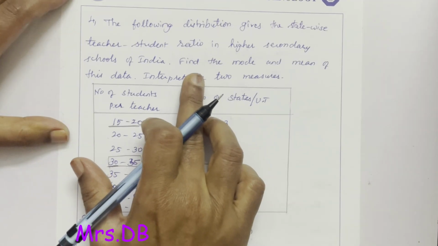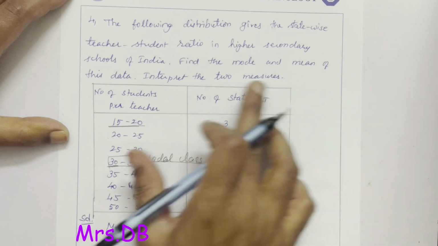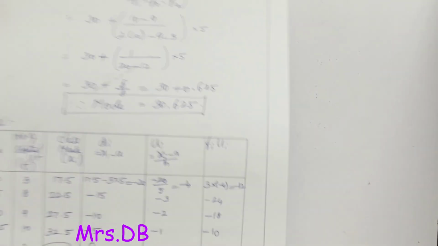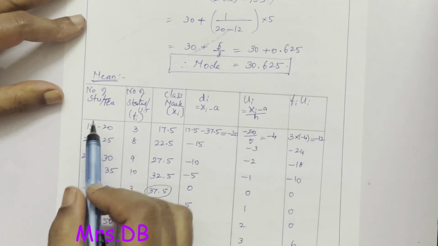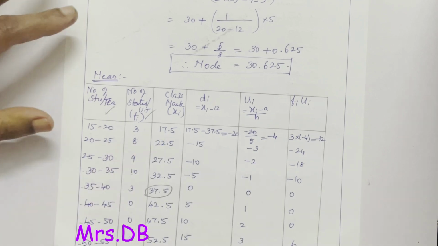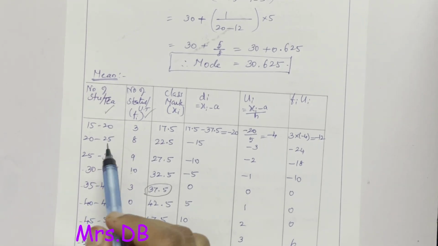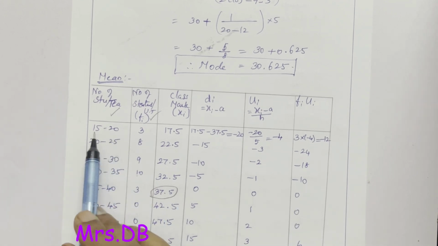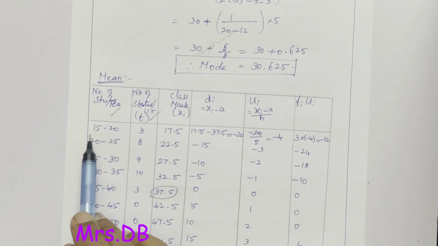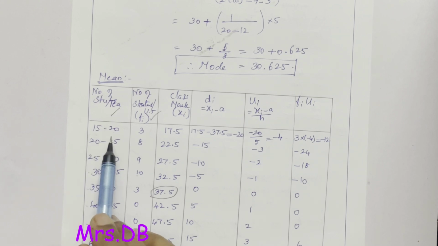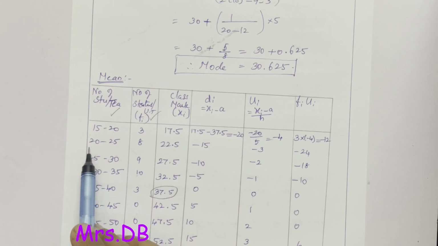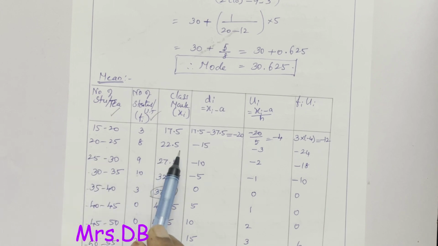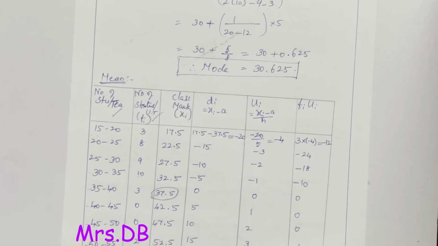Next, in the question we have to calculate the mode and the mean. So we have to calculate the mean here. This is the given data. The interval and Fi are given. So from the interval we have to calculate Xi, that is the class mark: upper limit plus lower limit by 2. 20 plus 15 is 35, 35 by 2 is 17.5. 25 plus 20 is 45, 45 by 2 is 22.5. In that way we have to calculate Xi.